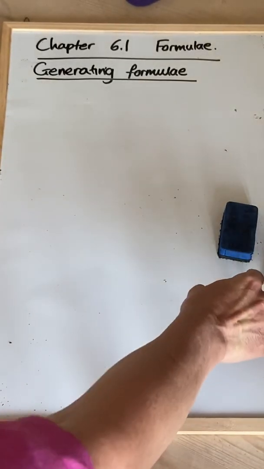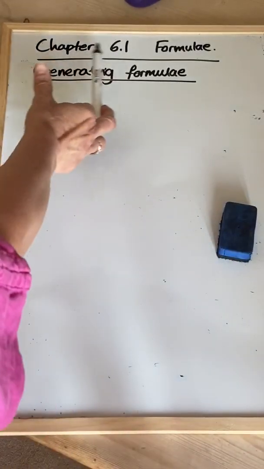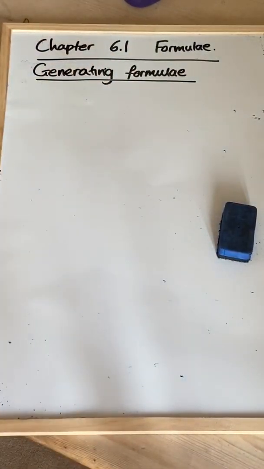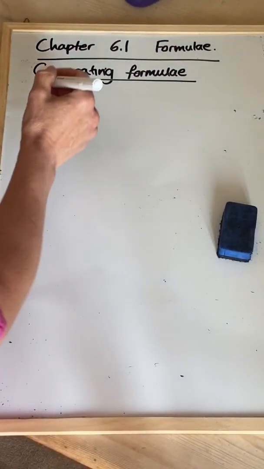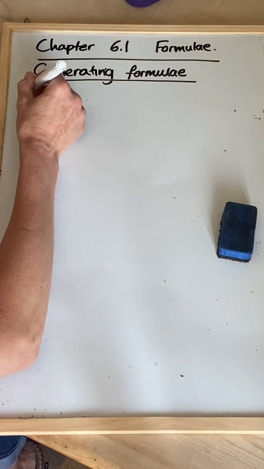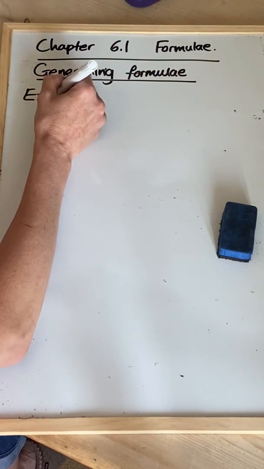So in your books, could you please write chapter 6.1 formulae and then a title of generating formulae, and we're just going to do a few examples. So you can pause this at any time so that you can write the examples down.